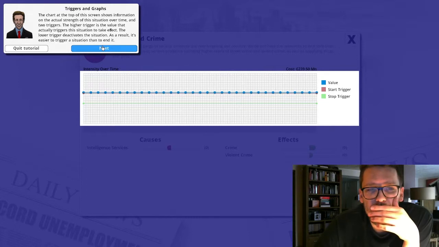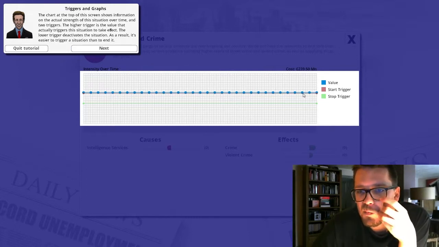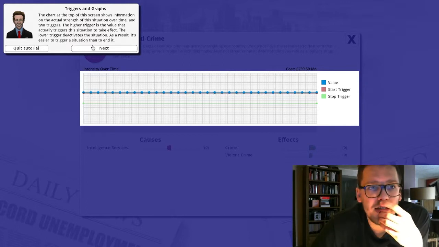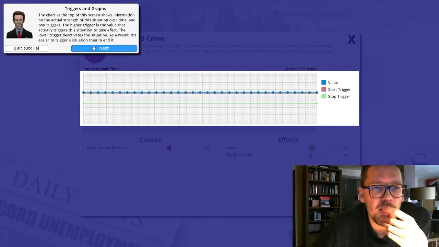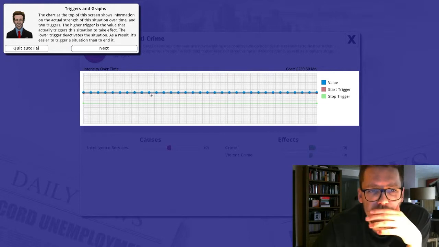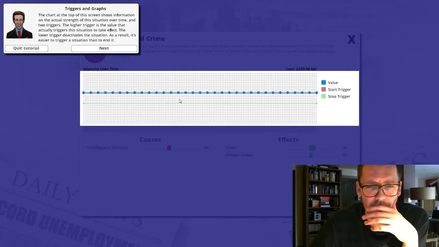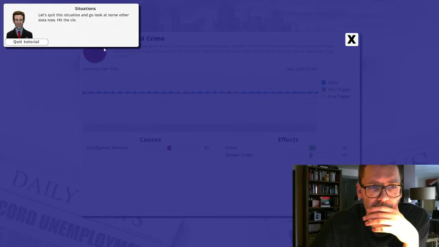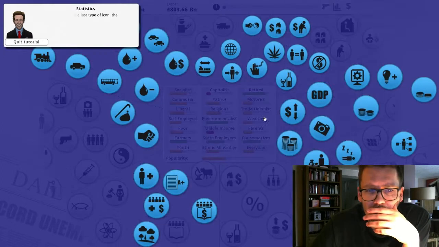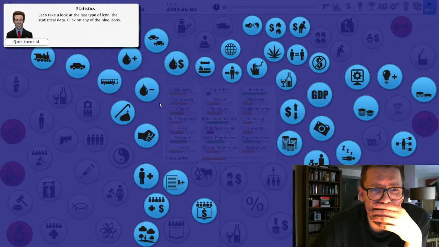Information on the actual strength of the situation. The higher trigger is the value that actually triggers this situation to take effect. Lower trigger deactivates. So it's easier to trigger a situation than to end it. Statistics.